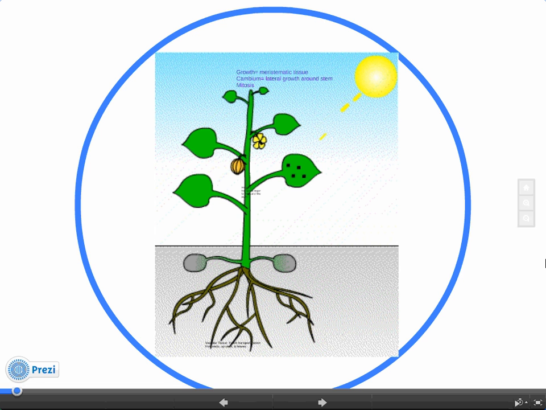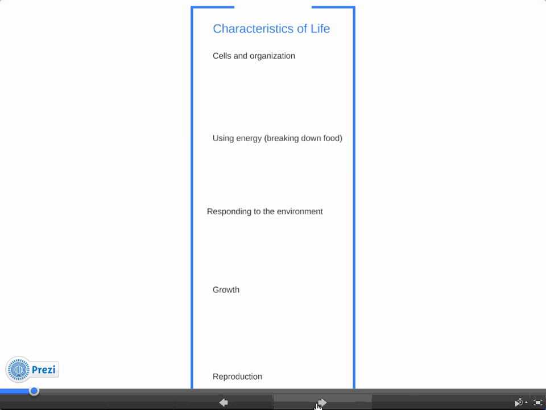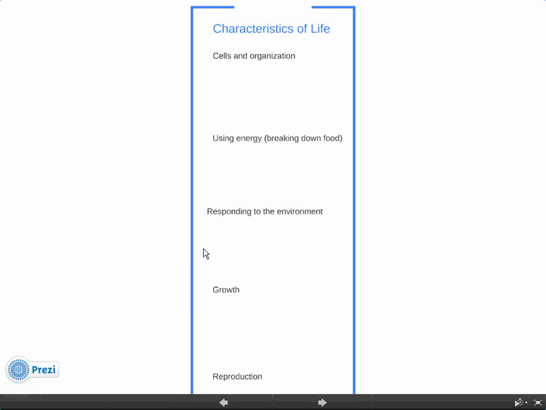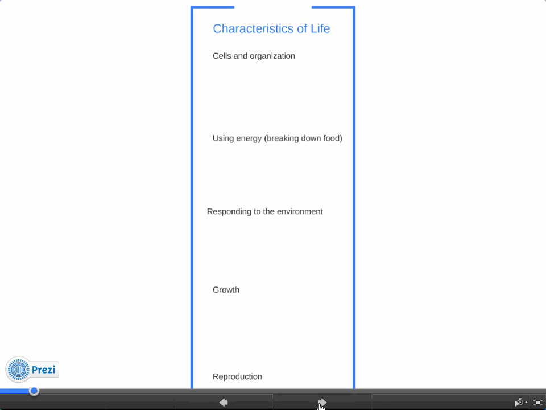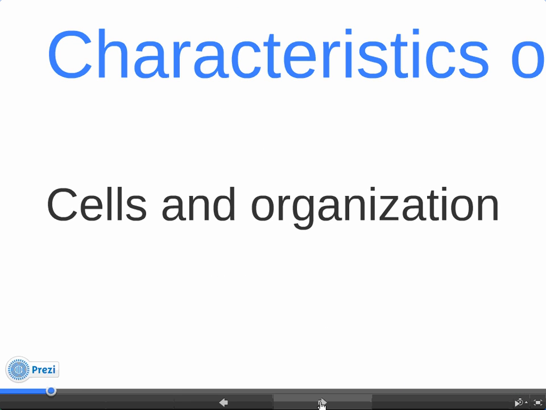This is a plant. It's a living thing, and it meets all of the characteristics of life, the requirements for life. So we're going to review the different plant structures by talking about how the plant meets each of the characteristics of life. We're going to start with the first one, the fact that the plant has cells and different levels of organization.